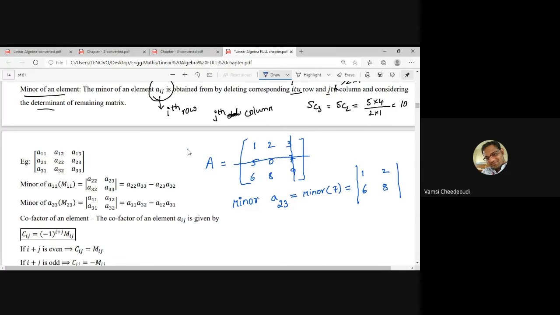For that remaining matrix 1, 2, 6, 8, you need to find out the determinant. So the determinant of this matrix is AD minus BC. 1 into 8 minus 6 into 2. So 8 minus 12, that is minus 4.